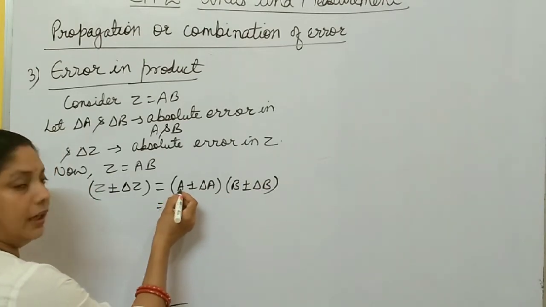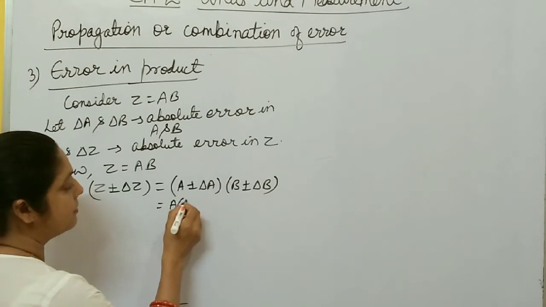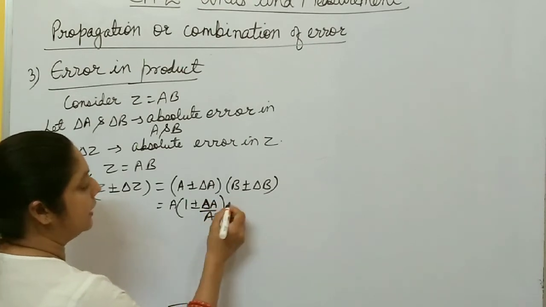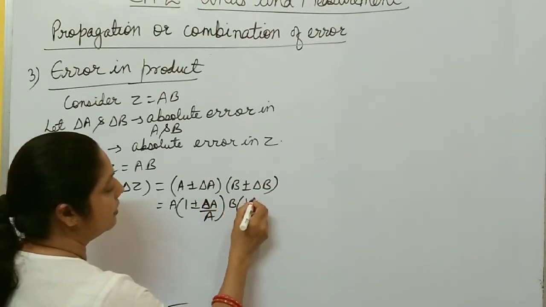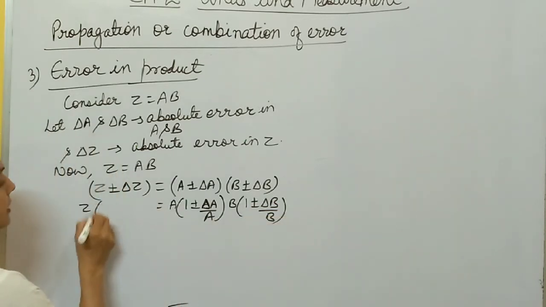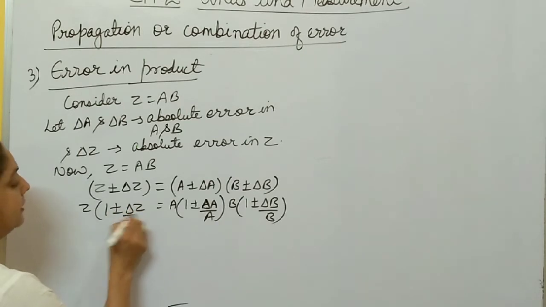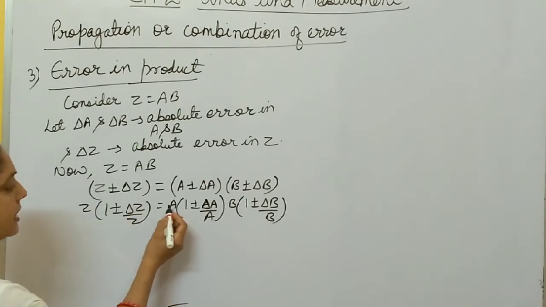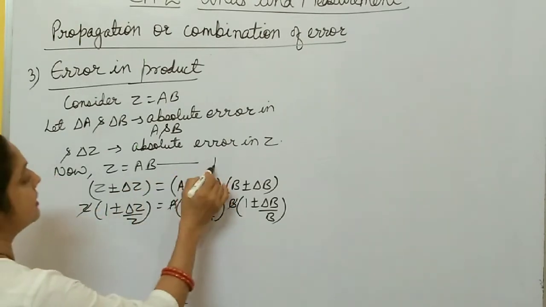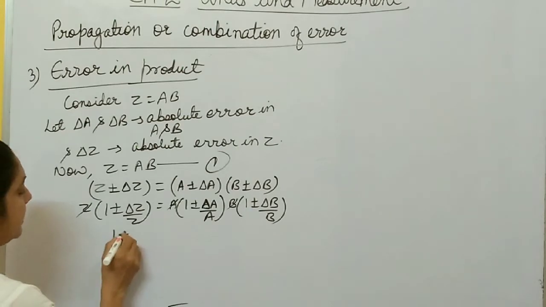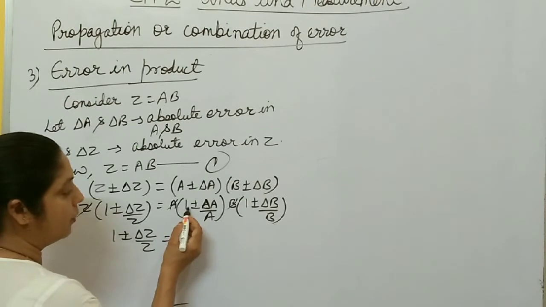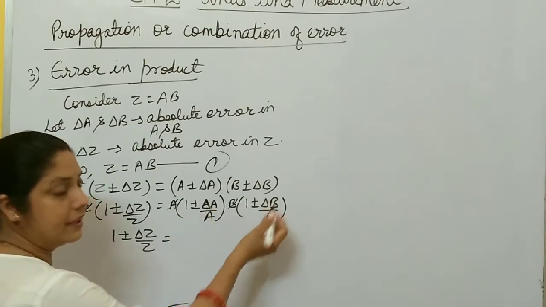Okay, you take A common in this one. So this becomes 1 plus minus delta A by A. And here you take B common, 1 plus minus delta B by B. And here Z is common, so 1 plus minus delta Z by Z. Right? Now this A into B is what? Z. So this one is cancelled. A into B is this Z, right? So this side 1 plus minus delta Z by Z equals, you multiply these two, 1 plus minus delta A by A and 1 plus minus delta B by B.